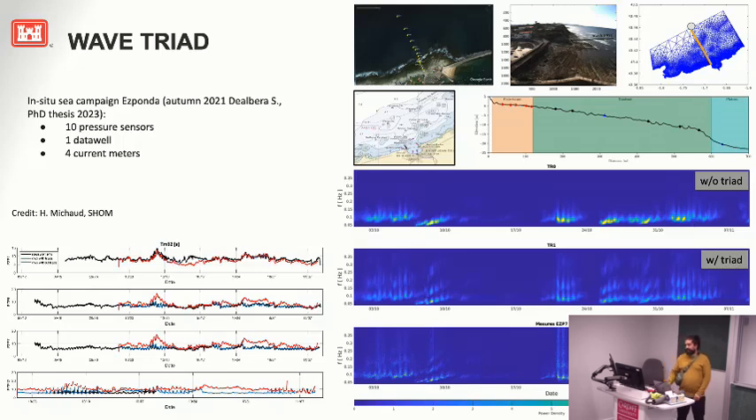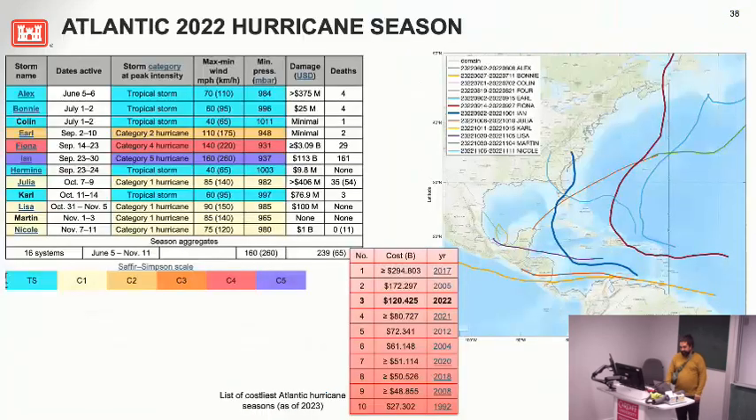Wave triad is another important piece that we consider. So, in this case, in France, they deployed the gauges, and they wanted to see the wave triad interaction. And then we could capture it with WaveWatch, the same way with the observations.